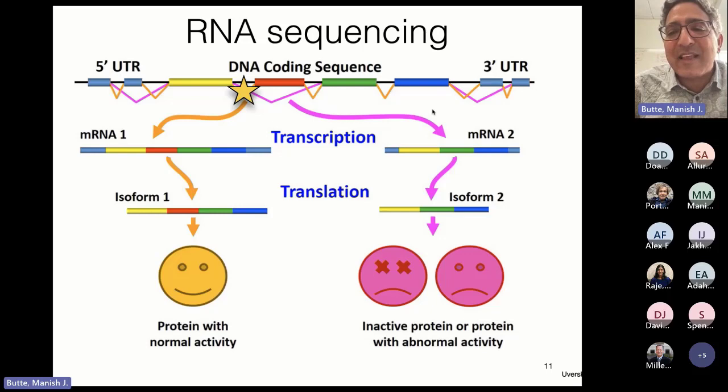We expected the transcript to contain the red exon. It's missing here. Aha, let's go back to the genome and see, oh, look, there's a variant in the genome here in the intron, and that explains why the red exon was not spliced properly. And then you've made a genetic diagnosis and you've explained a genetic disease. This is very important. This is the way that we move forward through the unsolved cases right now.